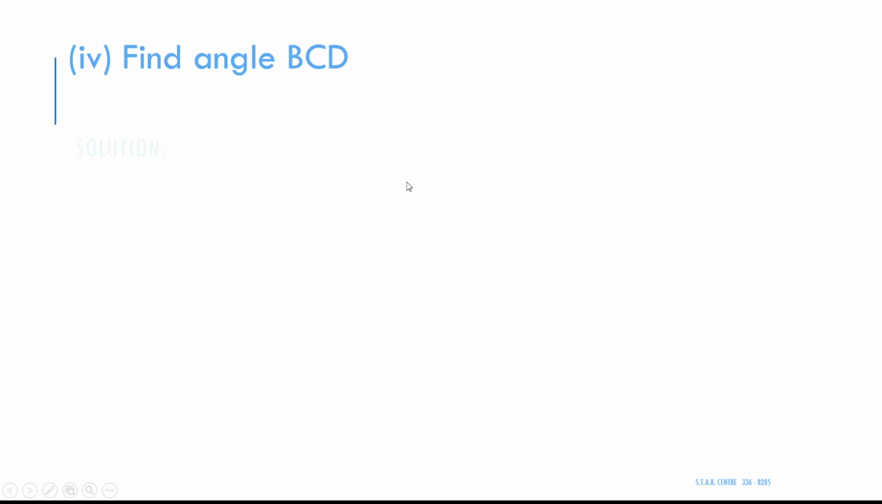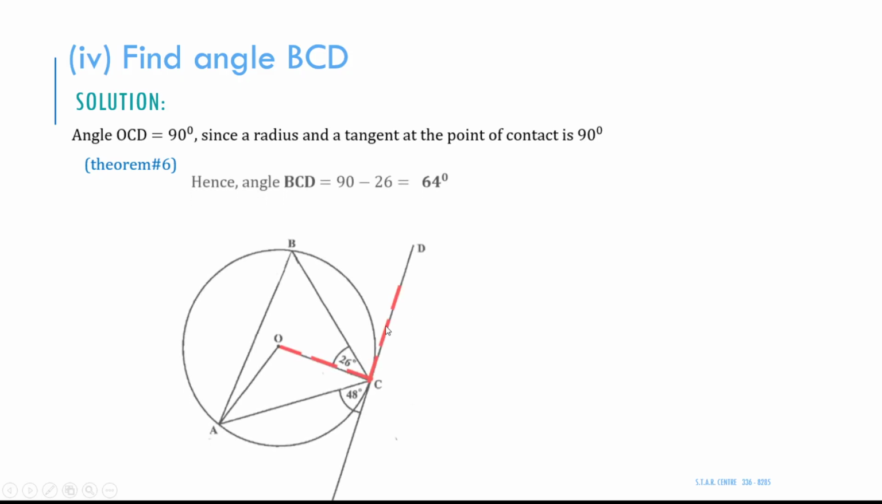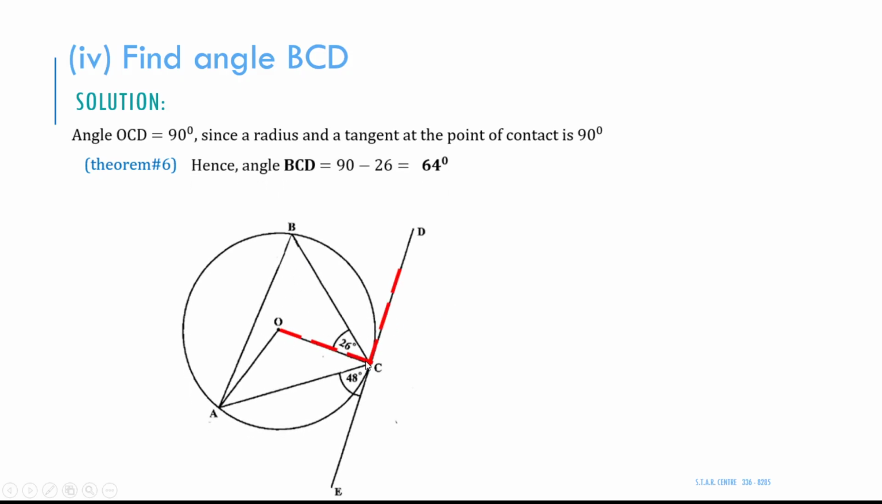All right, so next part of the question. Find angle BCD. So from our diagram, BCD is this angle here. And just a point to note, just as before, OC is a radius and this line is a tangent, and before we had this angle being 90 degrees, but on the other side, this side is also 90 degrees. So if I want to find this part of the angle, it's 90, take away 26, which gives 64 degrees, and your reason being the theorem, a radius and a tangent at a point of contact is 90 degrees. So this one is relatively straightforward and very similar to the part that we did previously.